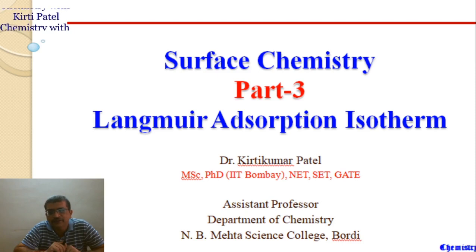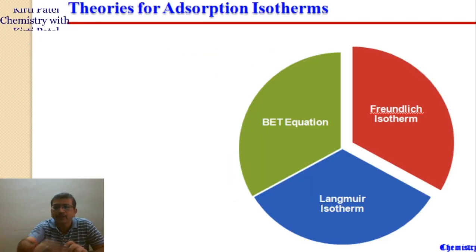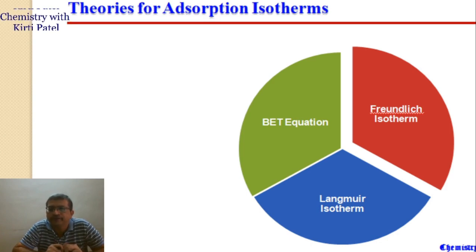In our previous lecture, we saw three different types of adsorption isotherms, that is Freundlich adsorption isotherm, Langmuir isotherm, and BET equation. These three are included in our syllabus. The other three are also there, but those are not included, so we will not be discussing them. But these three are included and we will be studying them one by one. In the previous lecture, we saw the Freundlich adsorption isotherm. Now we will be studying Langmuir's isotherm.